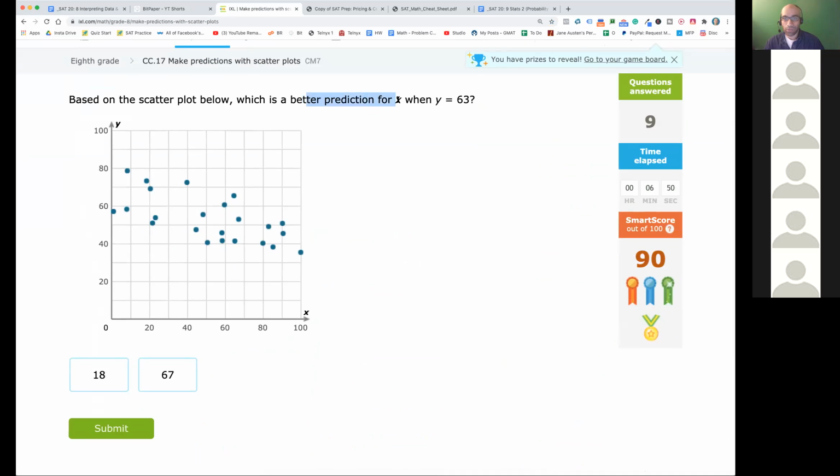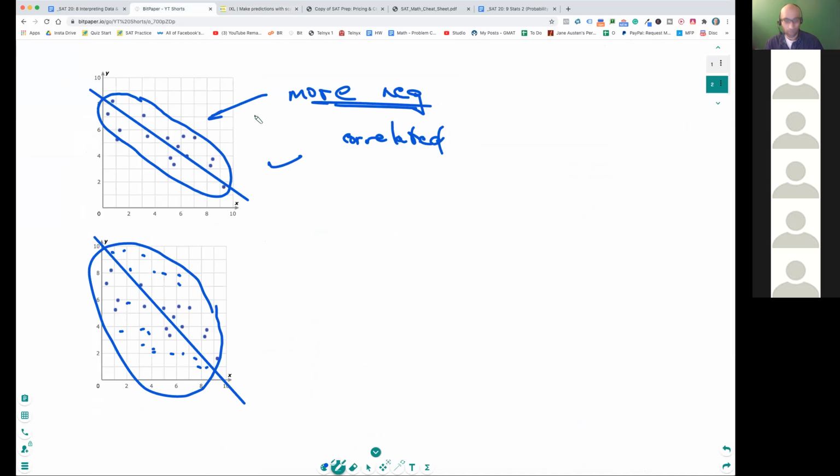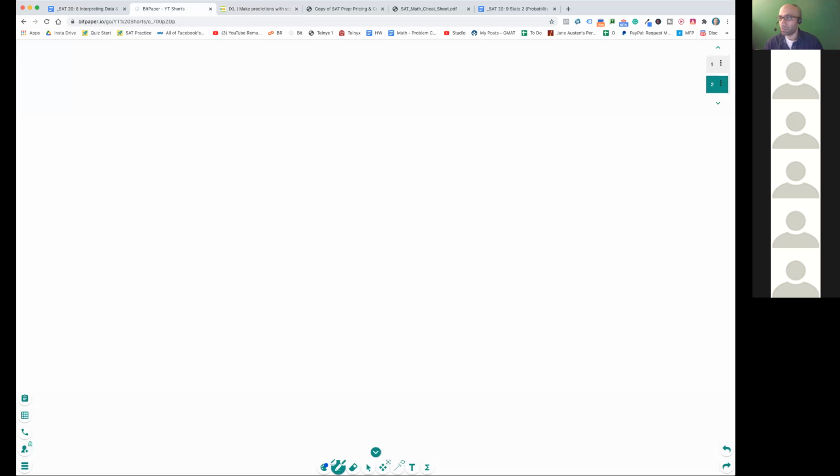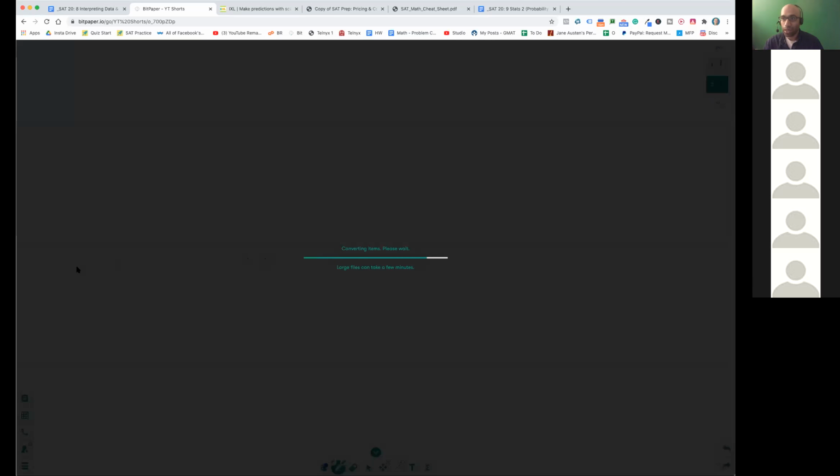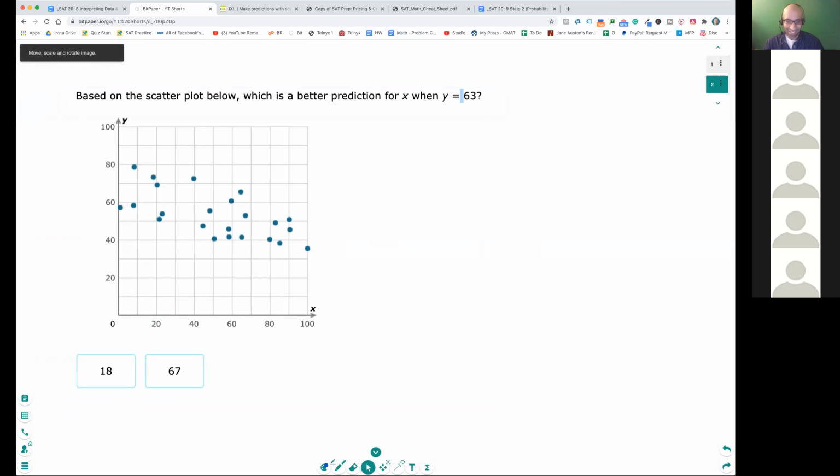Which is a better prediction for X when Y is 63? Remember, this question is very interesting. When Y is 63, okay, not X. When Y is 63, which means this is the Y. So I'm just going to take this and put it at the whiteboard. I think most of you know this. So we are going to practice a few problems over here. Okay, so we're going to use one of these scatter plots. We're going to do this again on Wednesday anyway in more depth, but let's see how things are.